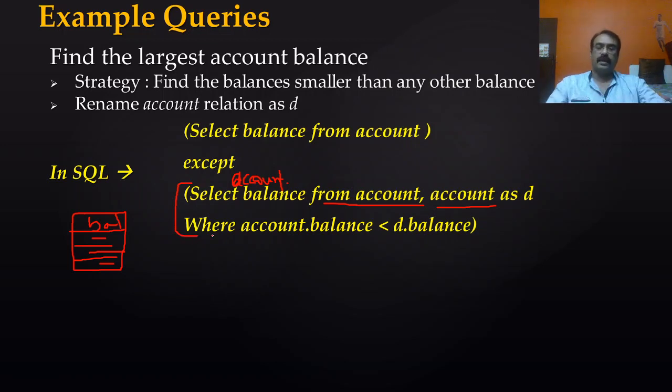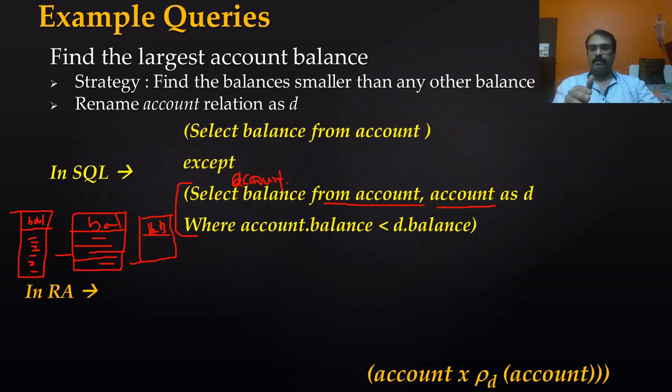With the help of this query, we have found all the account balances which are smaller than any of the balances. And now we have the other sheet of all balances, including the largest balance. Now this minus this is going to produce only a single value, which will be the largest balance. Are you getting me? How we have done this?